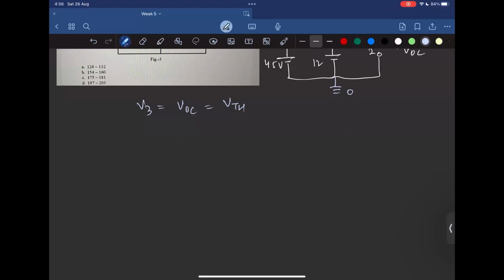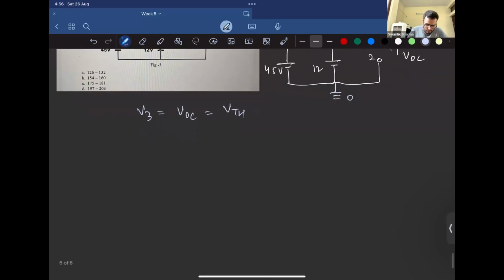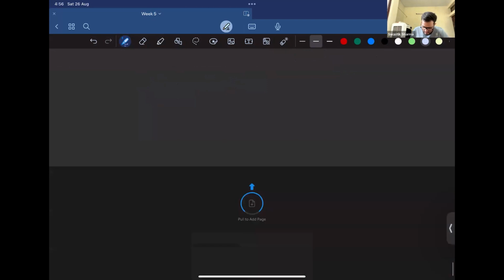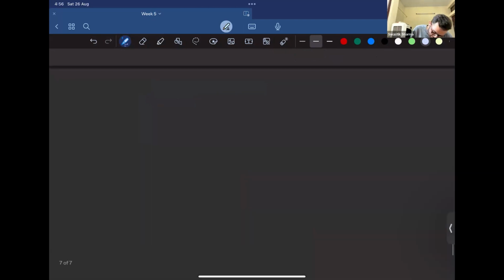Why is the impedance of an ideal voltmeter infinite? We're deviating from our lecture, but okay. The impedance of an ideal voltmeter is infinite. Yeah, just a second.